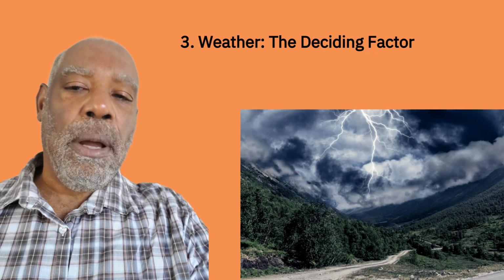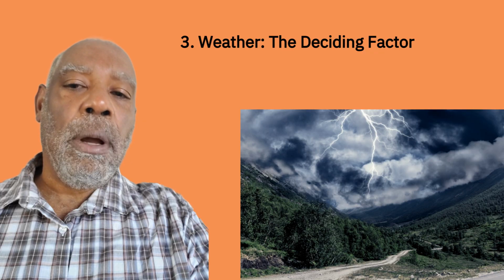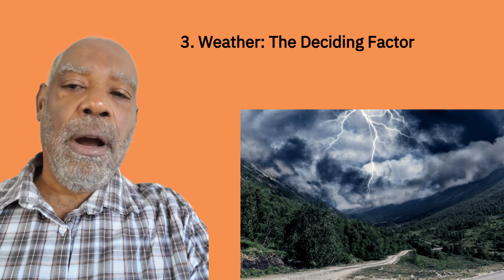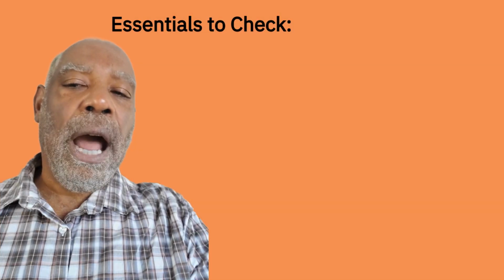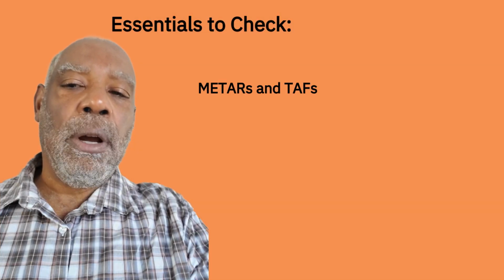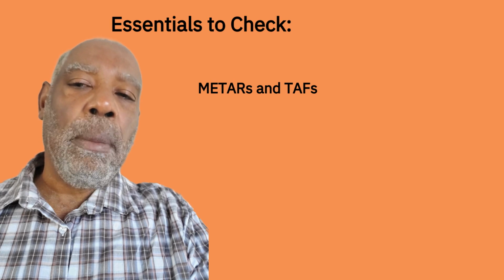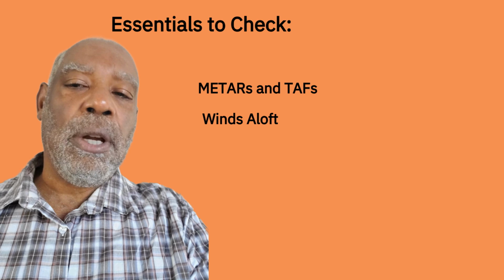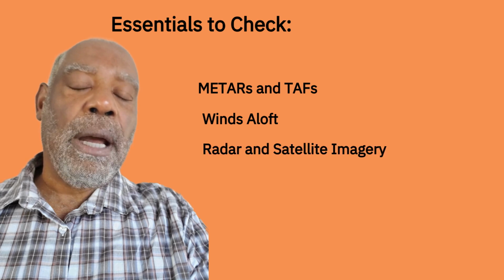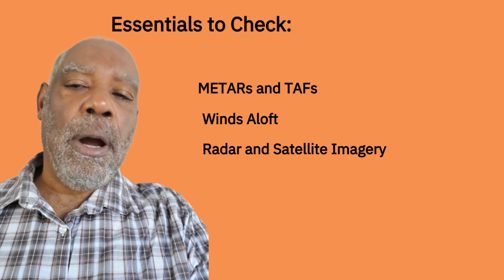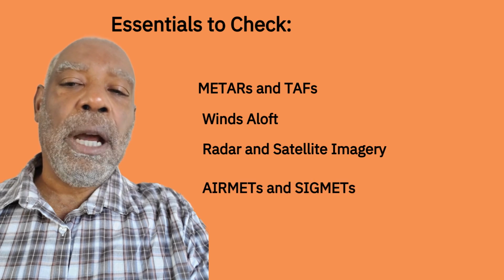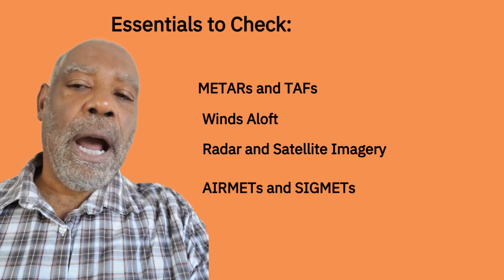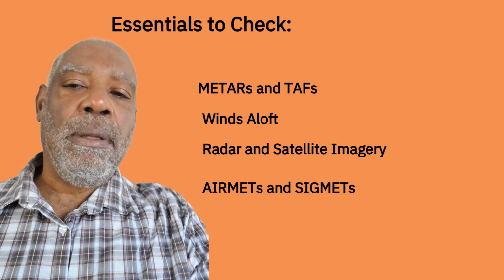3. Weather, the deciding factor. Weather planning starts the day before and continues right up until takeoff. Essentials to check. METARs and TAFs for conditions at departure, en route and destination airports. Winds aloft to calculate ground speed and fuel usage. Radar and satellite imagery for big picture awareness. AIRMETs and SIGMETs for turbulence, icing, or convective activity.